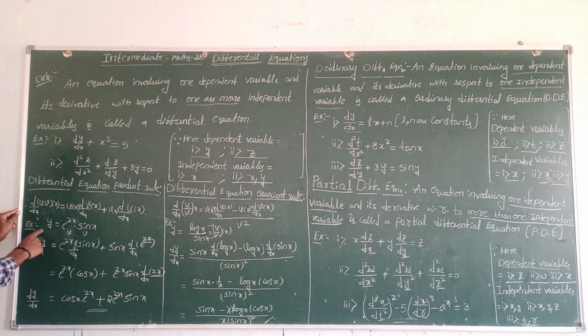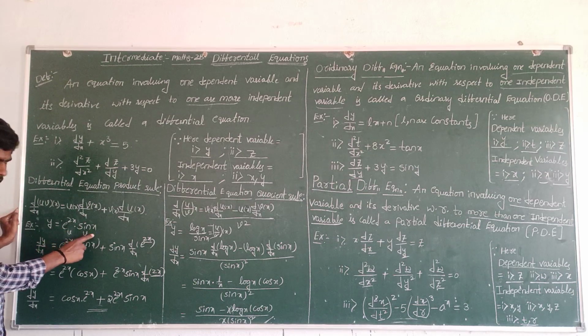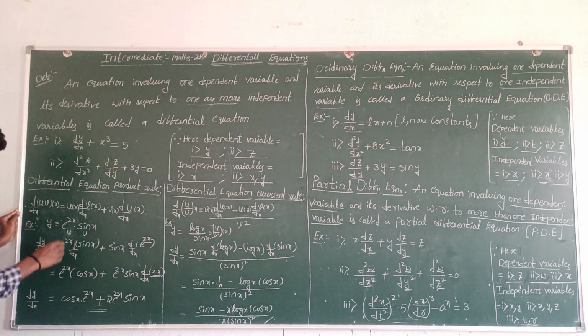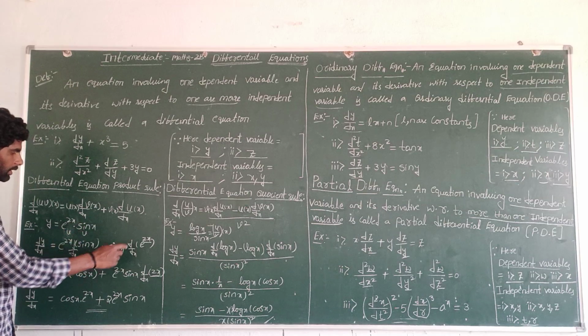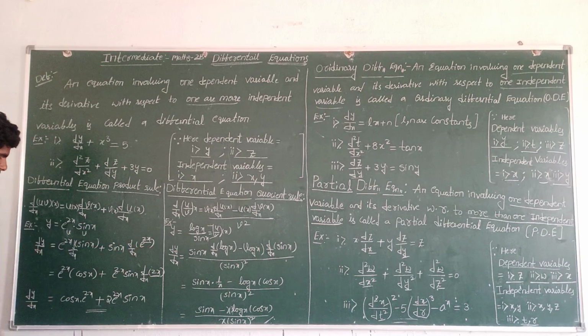We take the example y equals e power of 2x into sin x. Here u is e power of 2x and v is sin x. dy by dx equals e power of 2x, taking it as a constant, into d by dx of sin x, plus sin x as a constant into d by dx of e power of 2x.